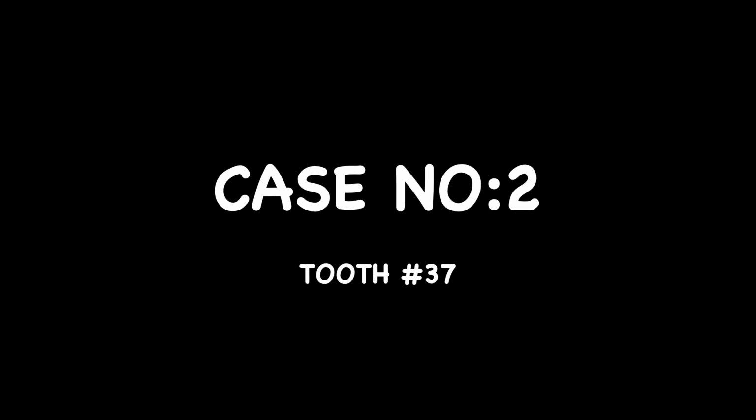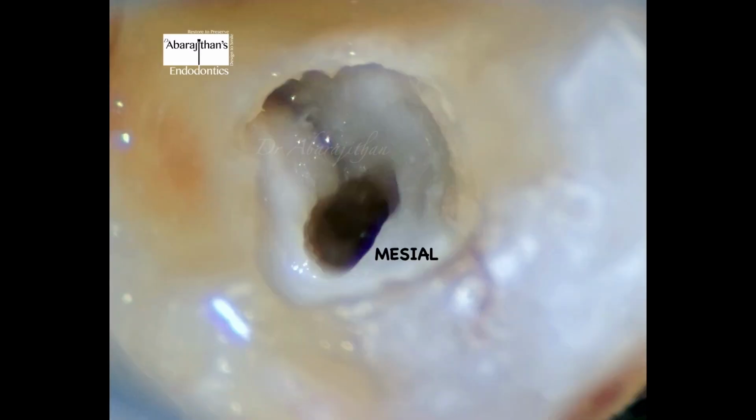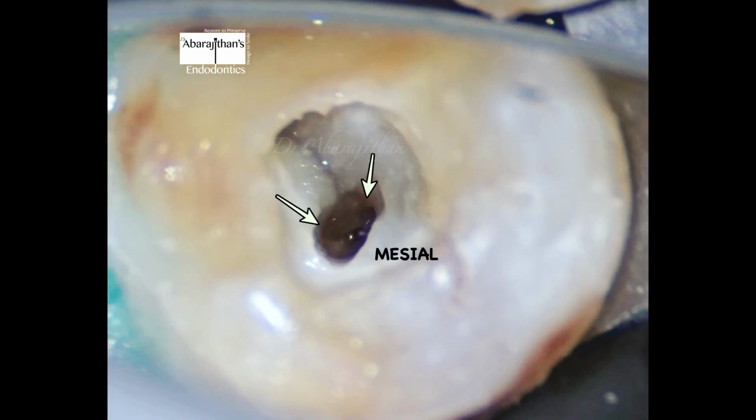So now let's discuss case number 2. This was mandibular left second molar, 37, and after access this case was a little tricky. Here you can see that I am not able to see two separate orifices that are wide apart from each other, but we know that mandibular second molars are always tricky, so I will use some additional magnification, and you can see that when I zoom deeper there are two separate canals.